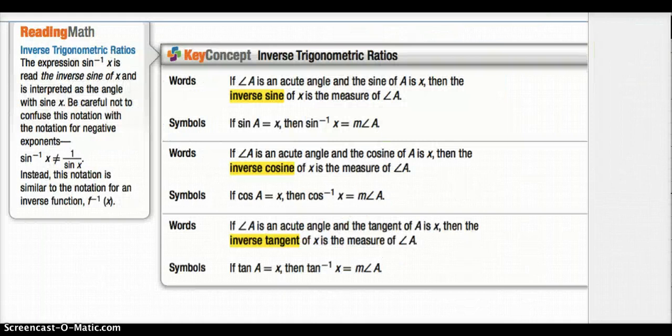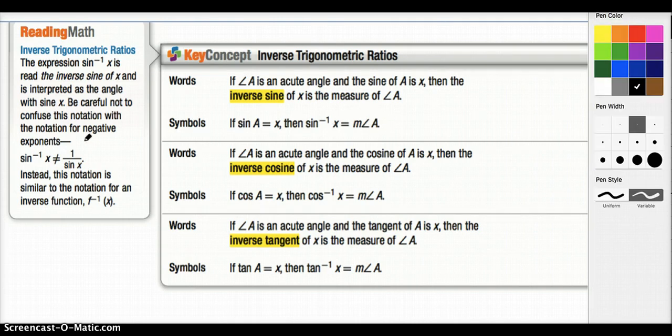We're going to talk about inverse trigonometric ratios, and basically what that does is, if I know that the sine of some angle is equal to x, then the inverse sine of x is equal to the measure of that angle. That's the power of what we're going to do today.